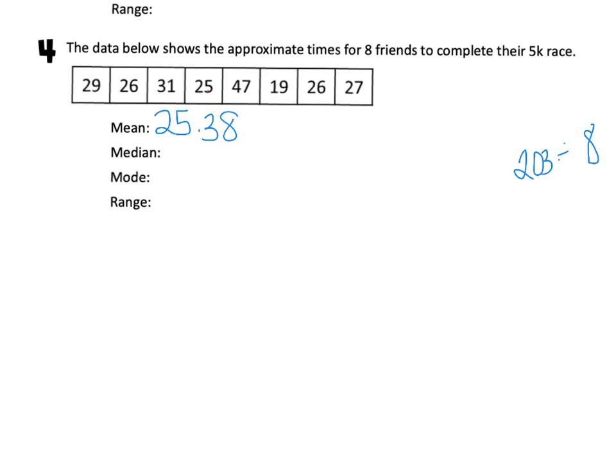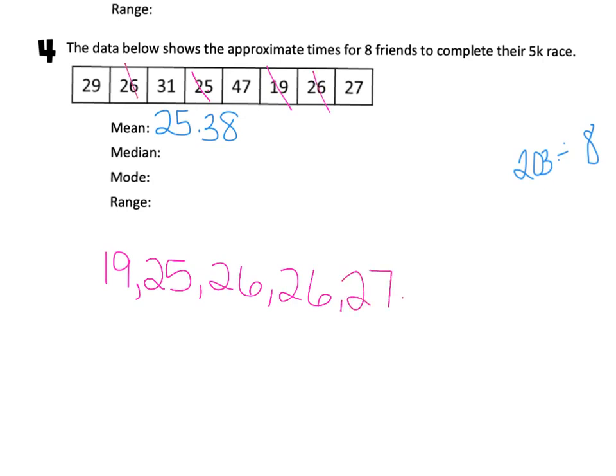Now the median, if you remember, you do need to put them in order from least to greatest. So as I'm looking through the list, I think 19 is my lowest. Looks like 25 is the next number. Then I have 2 26s. 27. 29. And 31 and 47.